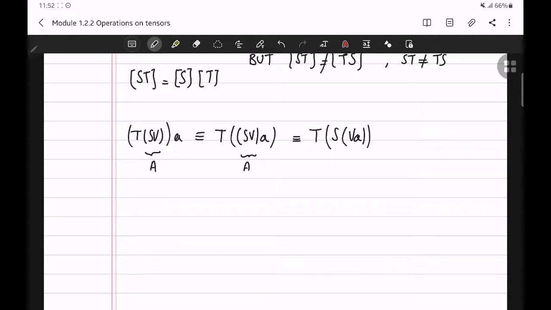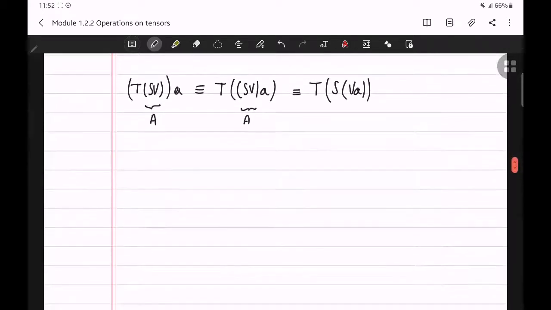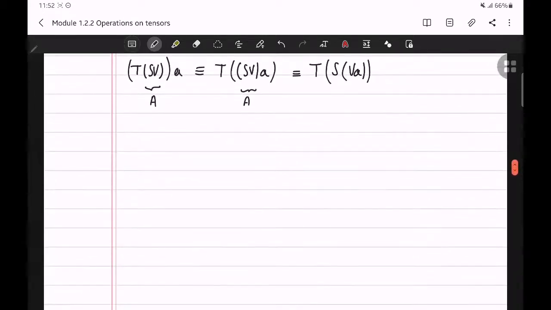This is all about the product of two tensors. And of course, if you have T³, this means T, T, T. If you have T², it means T, T. Or if you have T to the n, it means that you have T, T, T, n times multiplied together.